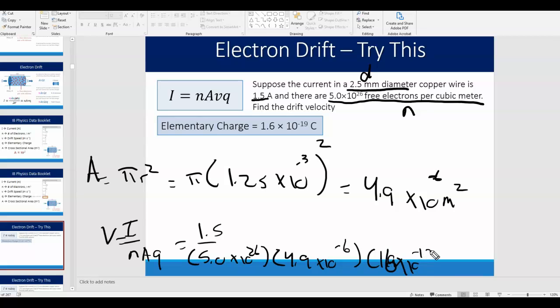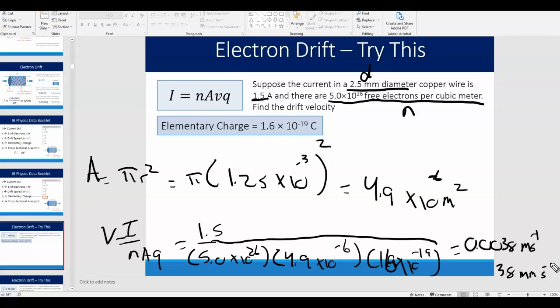1.6 times 10 to the negative 19. Okay, so I'm going to do 1.5 divided by 5 times 10 to the 26, 4.9 times 10 to the negative 6, and then 1.6 times 10 to the negative 19. I get 0.0038 meters per second, which if I just convert that for simplicity's sake, that's 3.8 millimeters per second.